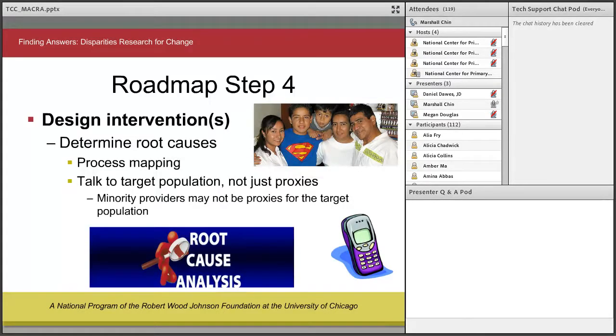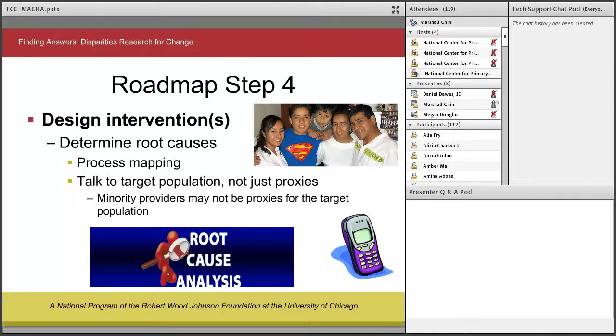So root cause analysis is sort of common sense: you see a disparity in your particular patient population, and then you figure out, well, what's driving it. What I want to point out here is that for any type of patient-centered outcome, there is no substitute for talking to patients. In particular, you can't use other folks, such as minority providers, as a proxy for minority patients.